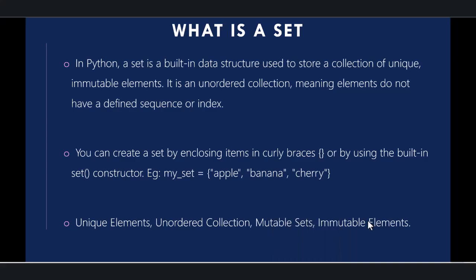But for immutable elements, it means the set itself is mutable, but every individual element inside the set is immutable. The whole set from this bracket to this bracket is mutable. We can add or remove by using the add and remove functions as I said. But the individual items, the names of cities in this set, are immutable. These are the basic characteristics and this is how a set looks.